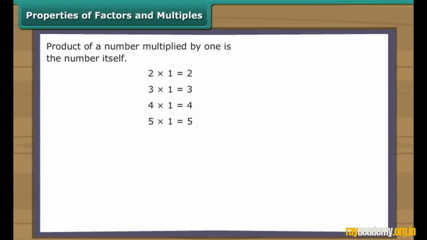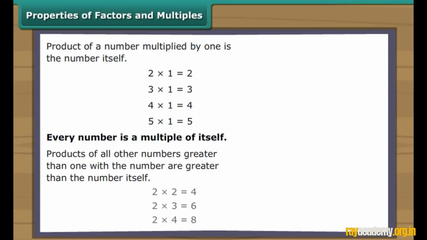Product of a number multiplied by 1 is the number itself. For example, 2 into 1 is equal to 2, 3 into 1 is equal to 3, 4 into 1 is equal to 4, 5 into 1 is equal to 5. Therefore, every number is a multiple of itself.